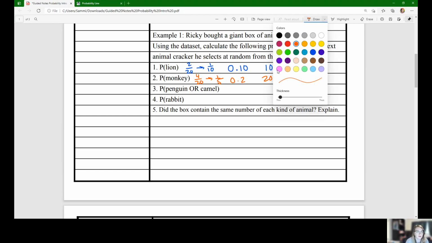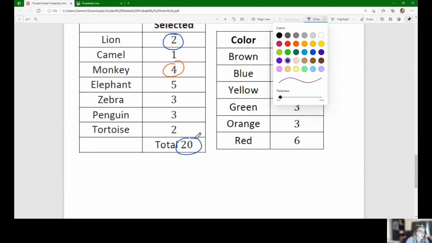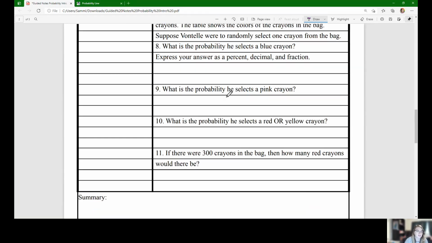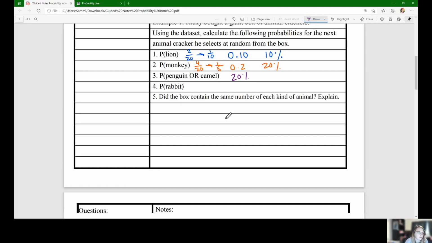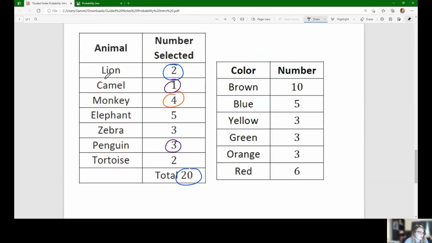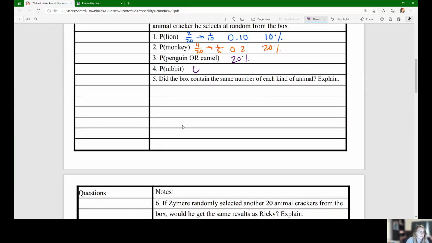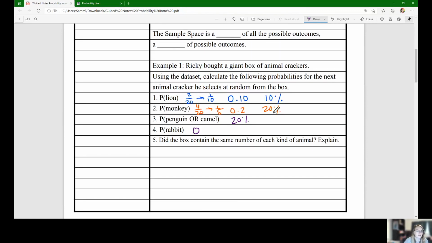Here's one that's a little bit different, penguin or camel. So if we look for a penguin or a camel, that means it could be a penguin, which we have 3 penguins, and then we have 1 camel. We add the 3 and the 1 together, 4 out of 20, just like the monkey. So I'm going to just go right ahead and put 20%. We have probability of a rabbit. So if I look here, I actually don't have any rabbits. So that's 0 out of 20. It's never going to happen. It's just 0. So that's our little intro to help us with some probability problems.